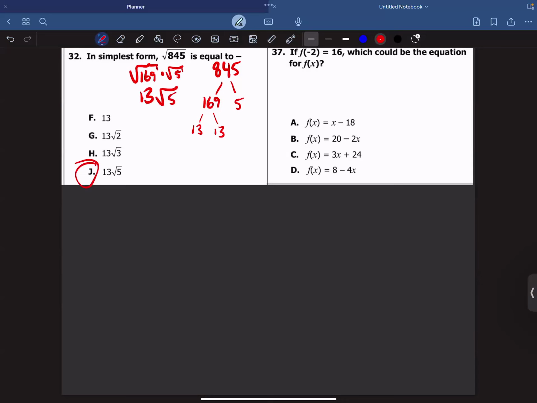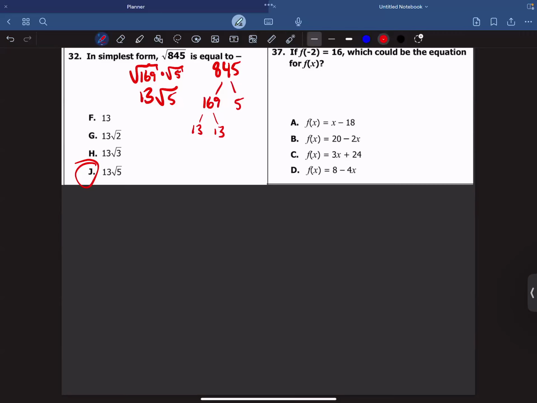So always approach these, if you don't know, as a factor tree like this. It's probably your best bet. It's going to be the easiest way to break these down. This one was actually pretty simple. Some of them you may have to go through several factor pairs.